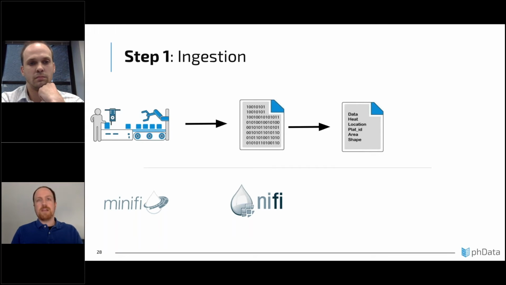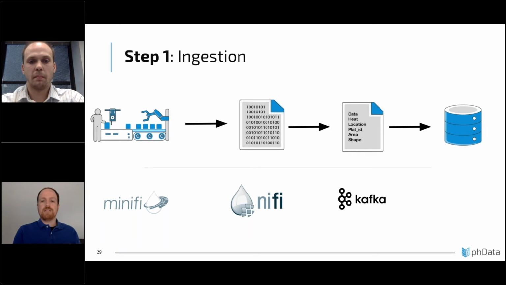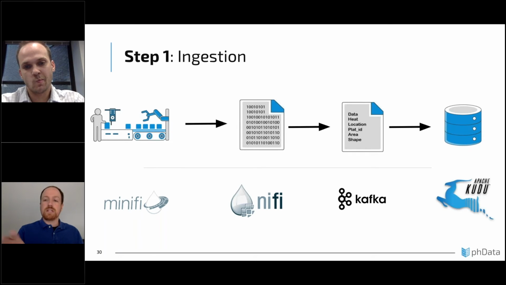Usually in our manufacturing use case, you could have many manufacturing plants, so you're going to have many different MiNiFi streams coming into NiFi. And the benefit there is you can scale that as you need or as you grow. Once it's in NiFi, we're going to take this information, put it into Kafka, and put it into a storage layer, so that we can do the analytics on top of it.